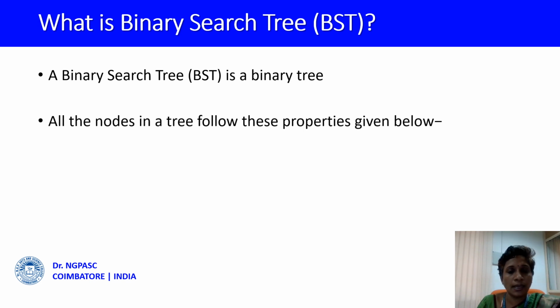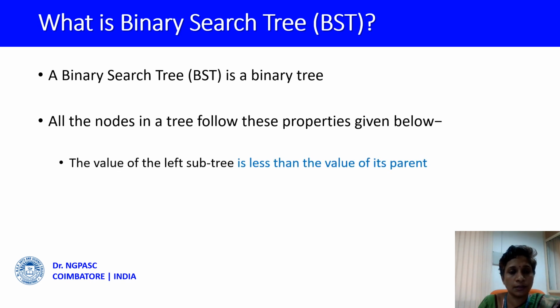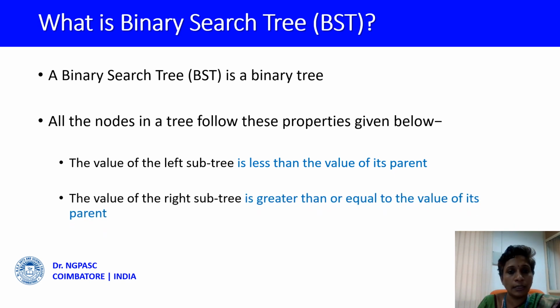So a binary search tree satisfies the properties of a binary tree. Additionally, here we have another property that is to be satisfied in order to be a binary search tree. That is, the value of the left subtree should be less than the value of its parent, and the value of the right subtree should be greater than or equal to the value of its parent. These two conditions must be satisfied in order to be a binary search tree.